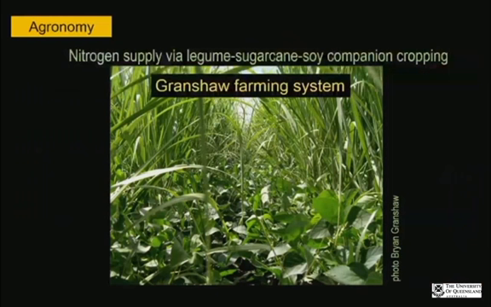But the key thing I want to briefly tell you about is the nitrogen supply via legume, sugarcane or sugarcane soy, some companion cropping that we also call the Grenshaw farming system. I just heard this on a video the other day, so I'm going to use this now, because Brian Grenshaw and Terry Grenshaw, they tried this for the first time.